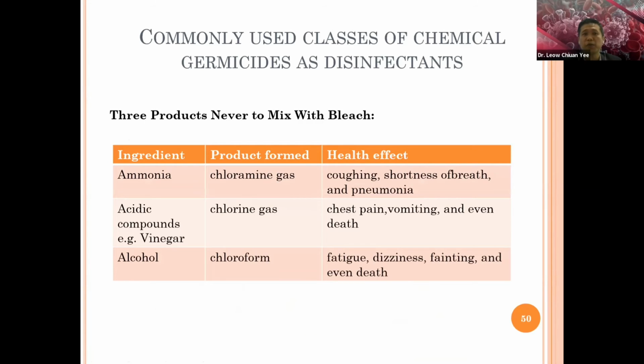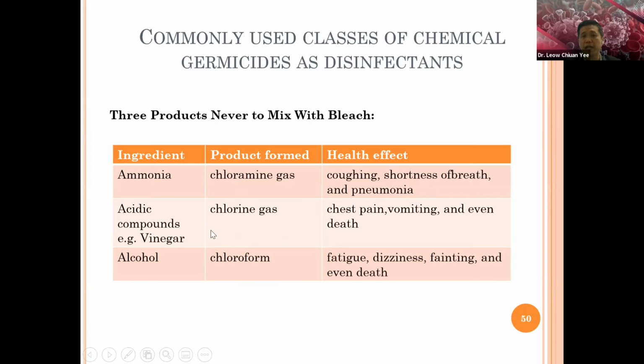There are three products that you should never mix with chlorine. When we prepare disinfectant, we need to be aware, study the instructions exactly, or follow the MSDS exactly. Never add any different ingredient into your disinfectant chemicals. For example, don't add ammonia, because when ammonia is added to chlorine, it forms chloramine gas. This will cause coughing, shortness of breath, or even pneumonia, because of shrinking in the lung.